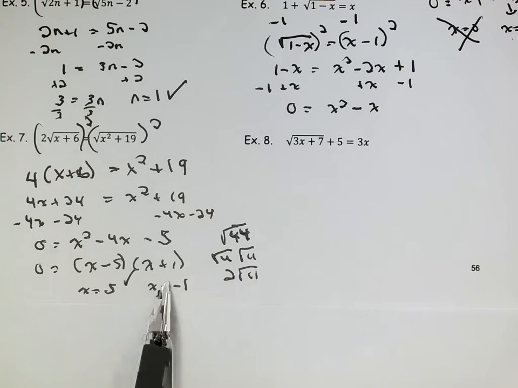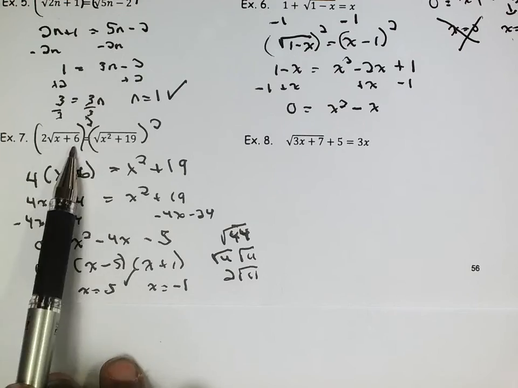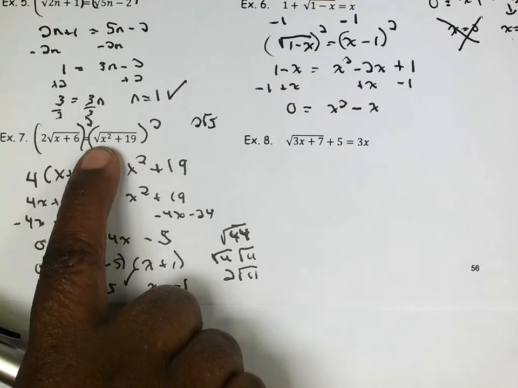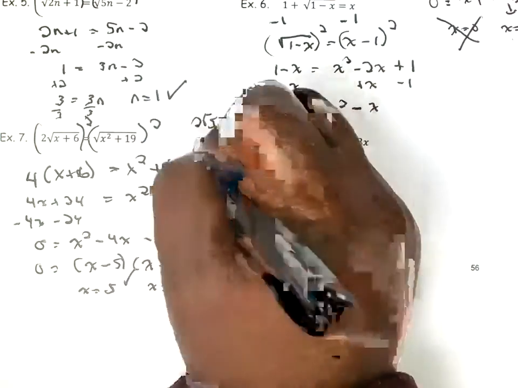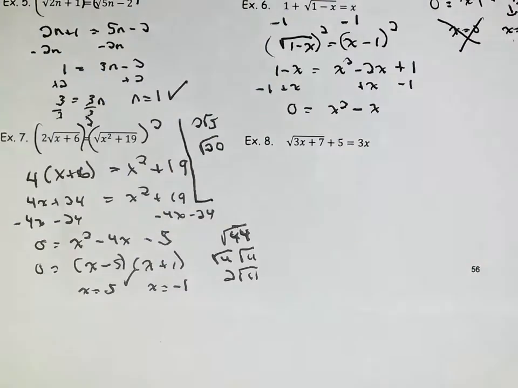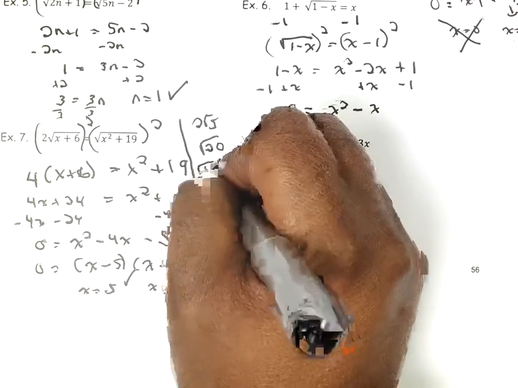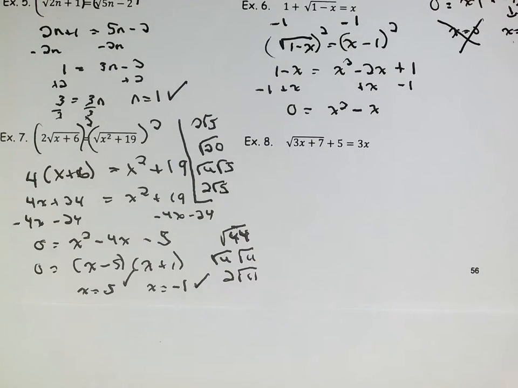If I plug in negative 1, I get 2 times the square root of negative 1 plus 6, which is 5. So 2 square roots of 5 on the left side. When I plug in negative 1 here, I get 1, because when you square it, plus 19 is 20. So I have square root of 20 on the other side. So the question is, do they match? Well, they do, because 20 is 4 times 5. So when you break it down, we get 2 times the square root of 5. So both of these answers work.